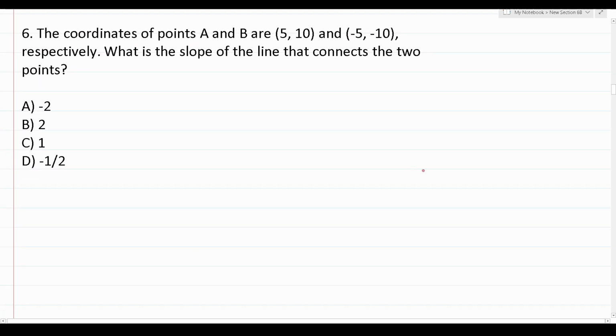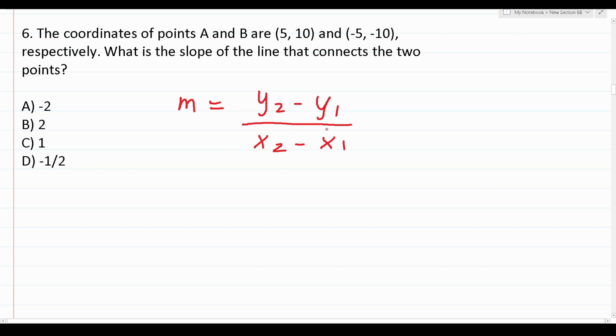Number 6 here says the coordinates of points A and B are 5, 10, and -5, -10 respectively. What is the slope of the line that connects the 2 points? So in this case, we're going to have to use the equation to find the slope of a line, and that's m, which stands for slope, equals y2 minus y1 over x2 minus x1. As a matter of fact, this is the very first formula on my reference sheet. Okay, so make sure you know this one.